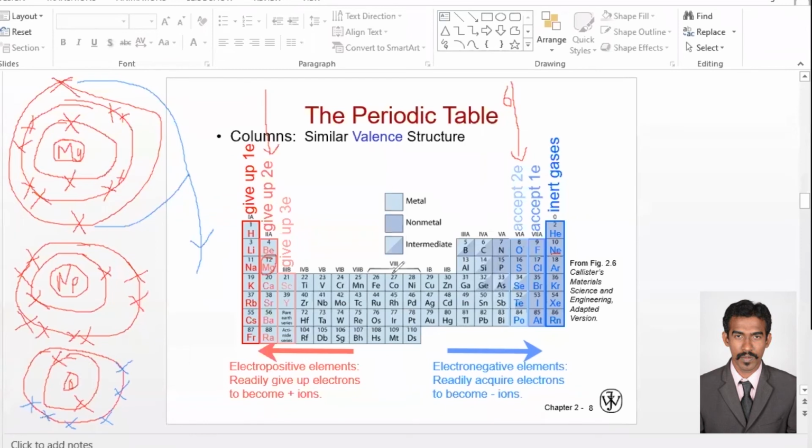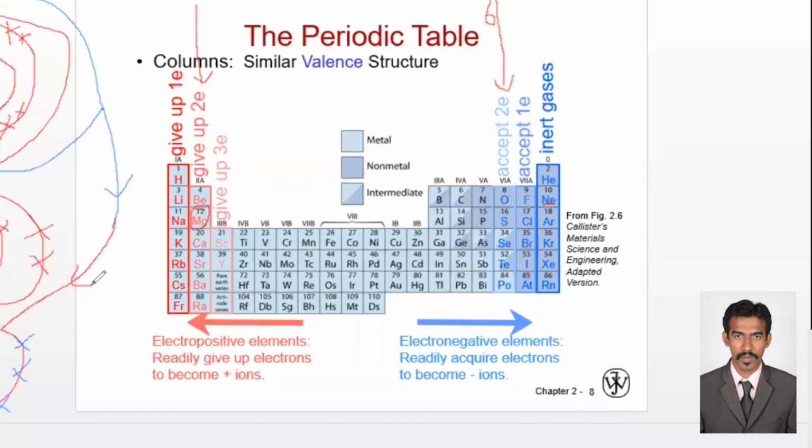This oxygen will accept 2 electrons, right? So what will happen? These 2 electrons which are given by magnesium will go and fill the oxygen, right? Oxygen already has 6 electrons in the last orbit. Magnesium gave 2 more electrons, right? So that is 8 electrons on the last orbit, right? 8 electrons on the last orbit.